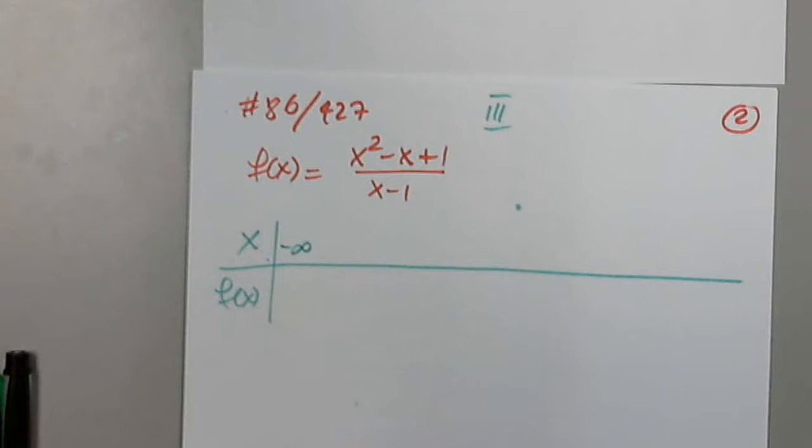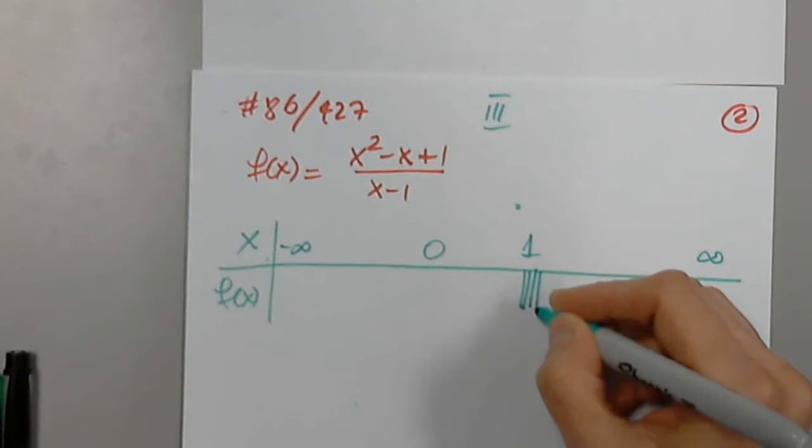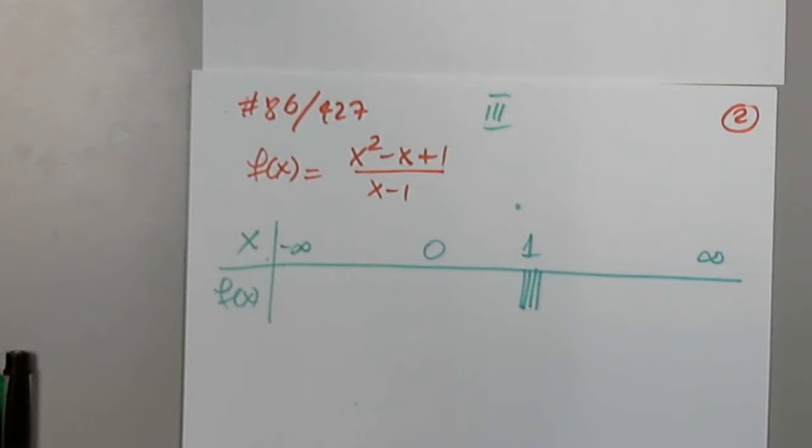Very good. What is the domain of this function? Negative infinity to 1, union 1 to infinity. Very good. Do we all understand why 1 must be excluded? Yes, the denominator cannot be 0. X minus 1 equals 0 means x equals 1. Are we okay, everyone? Okay, perfect.